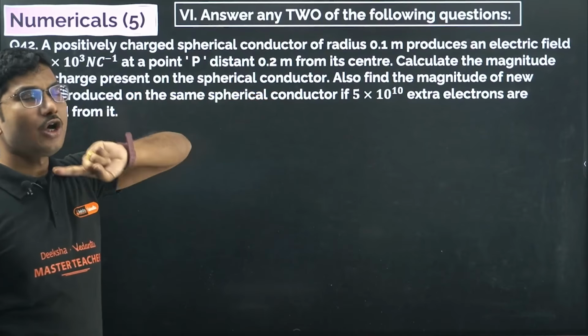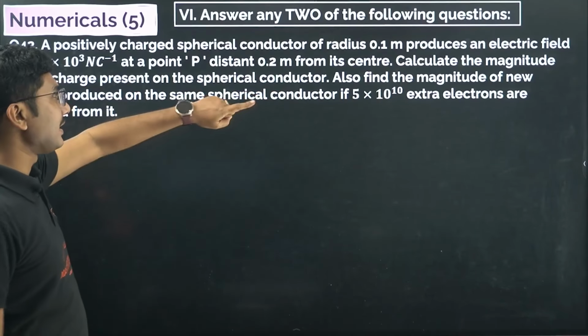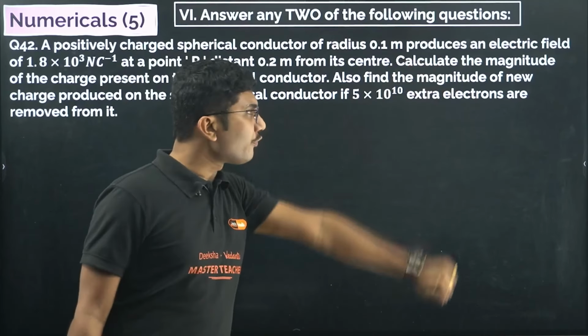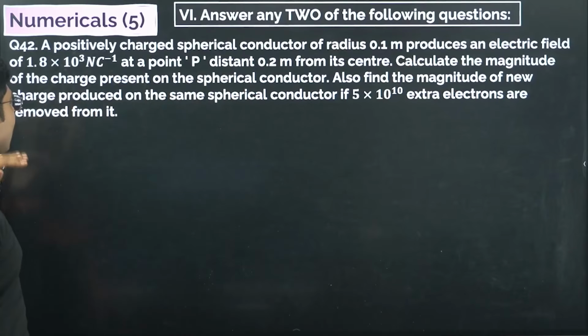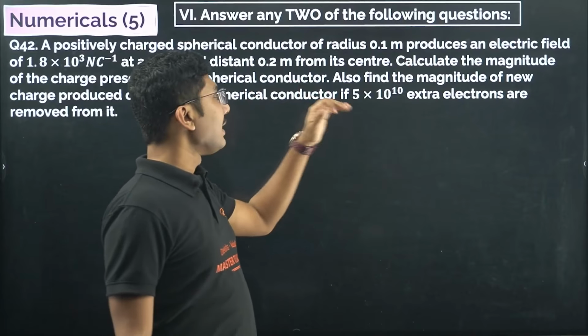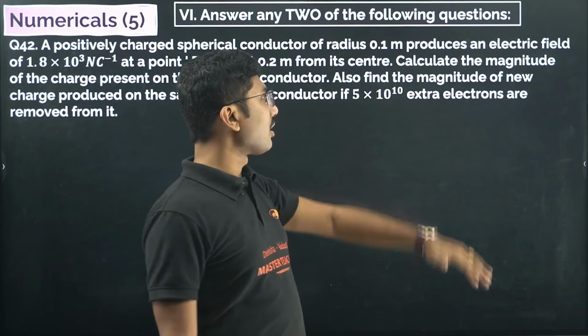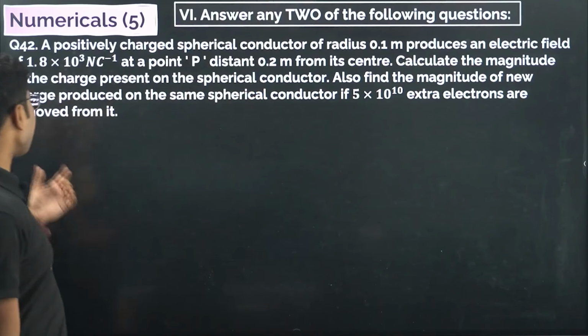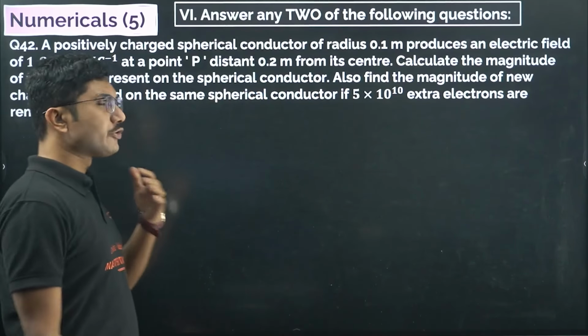So first stage, we have to find the charge present in the spherical conductor. Also find the magnitude of the new charge produced on the same spherical conductor if 5 into 10 to the power 10 extra electrons are removed from it. Okay, so we'll solve it one by one.